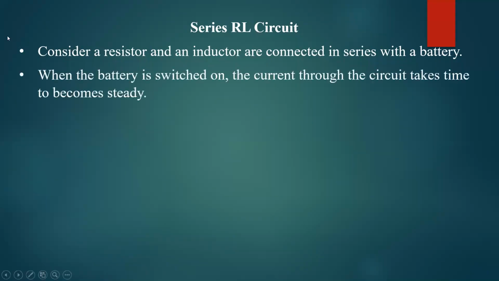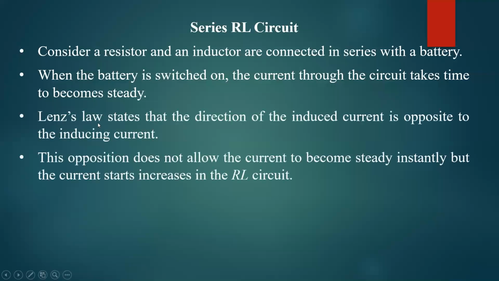When the battery is switched on in the series RL circuit, the current through the circuit takes time to become steady. The current will not rise immediately. It will not become constant immediately. Instead, it will take a certain time to become steady, to become constant. The reason behind this slow growth of current is electromagnetic induction.